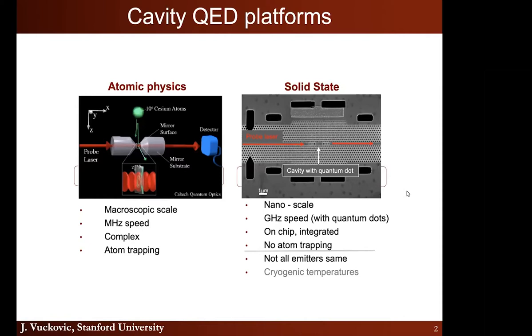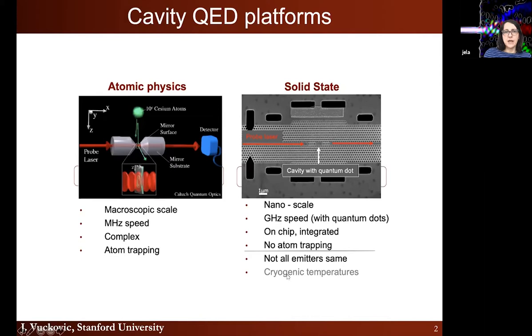But we discussed some issues with the fact that these solid state emitters are not all the same. They're influenced by the environment, so people have to tune them. And we talked about fast tuning and fast modulation of the emitters, which could also be used to modulate the signal, and Stark shifting using electrodes. And these systems also operate at cryogenic temperatures.